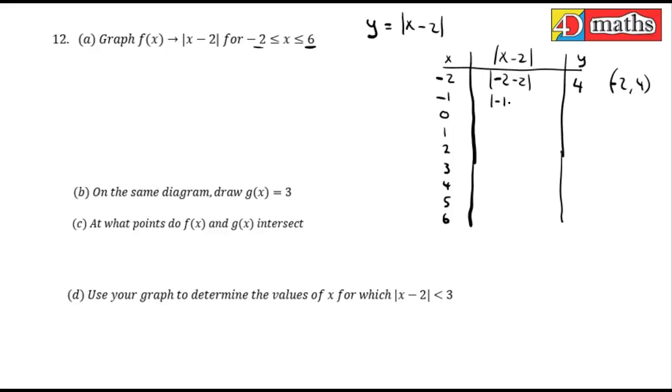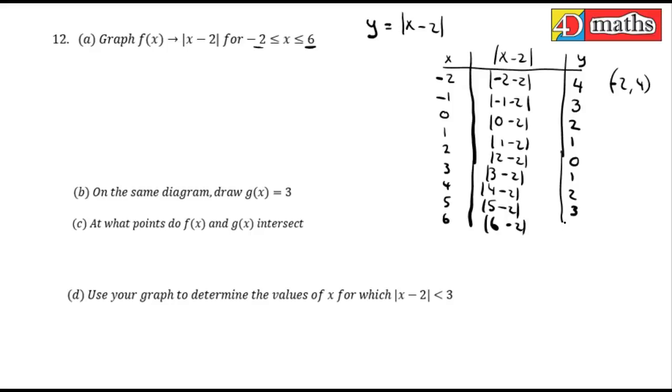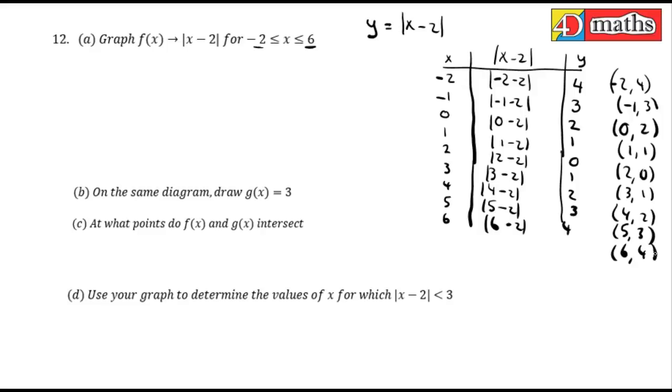Next point, -1 minus 2, which works out to be 3, then 2, then 1, then 0, then 1, 2, 3, and 4. So here's all my points: -1, 3; 0, 2; 1, 1; 2, 0; 3, 1; 4, 2; 5, 3; and 6, 4. So I'm going to draw it.